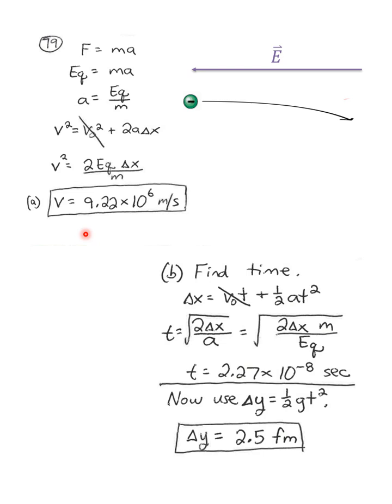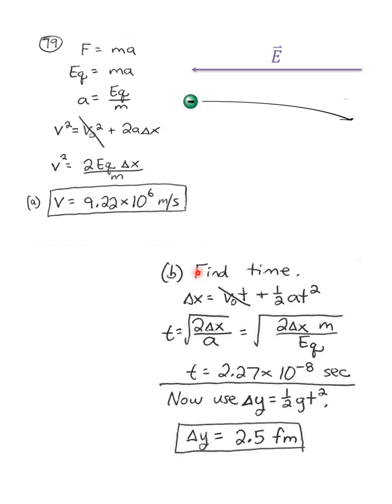Now, question B then asks, how far does it fall under the influence of gravity during its flight? So as back in chapter 3 last semester, we treated projectile motion. Let's first find the time of flight. So we have its displacement. We know how far it went horizontally.